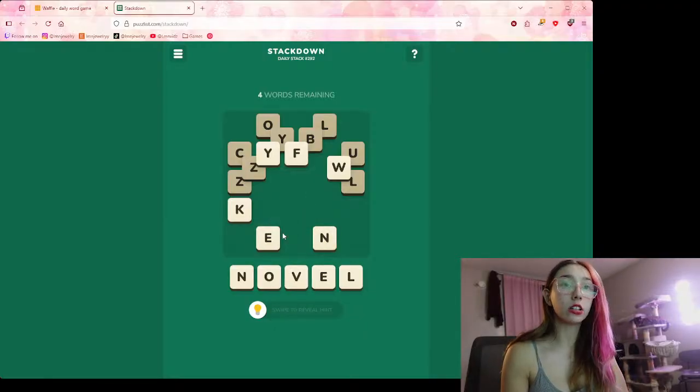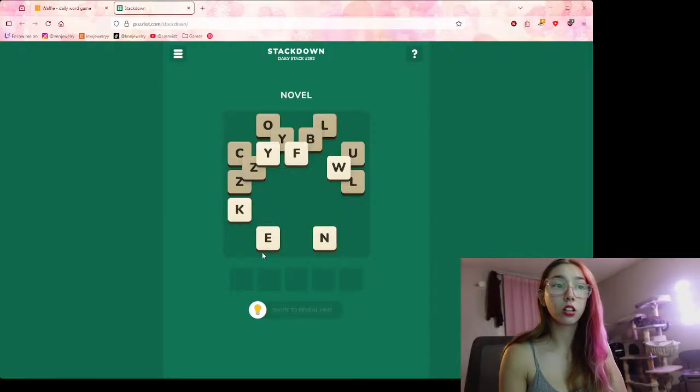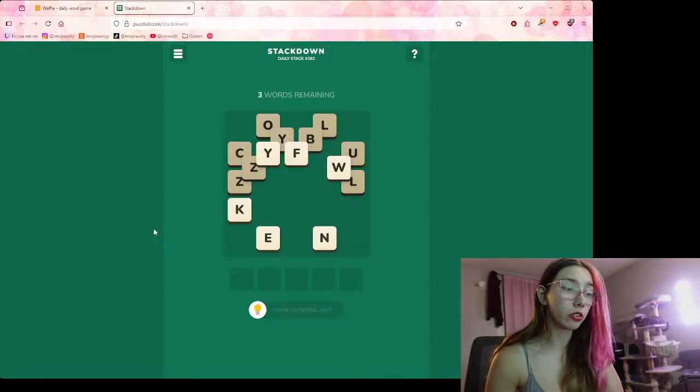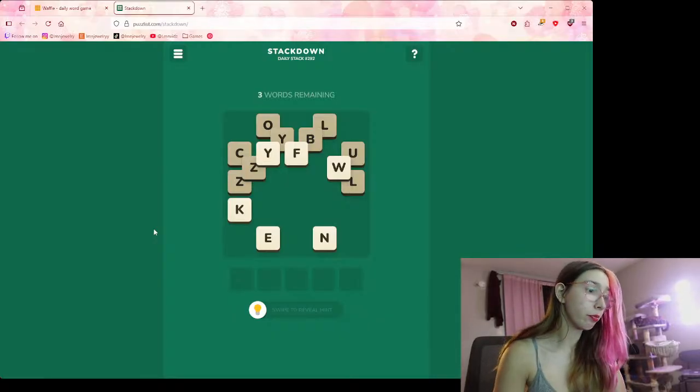Okay, so, oh, it could also start with an N. Novel? Yes, it's novel. Who, where? It gave me, so it gives you a different amount of letters, but they all have to be 5. They all have to be 5.